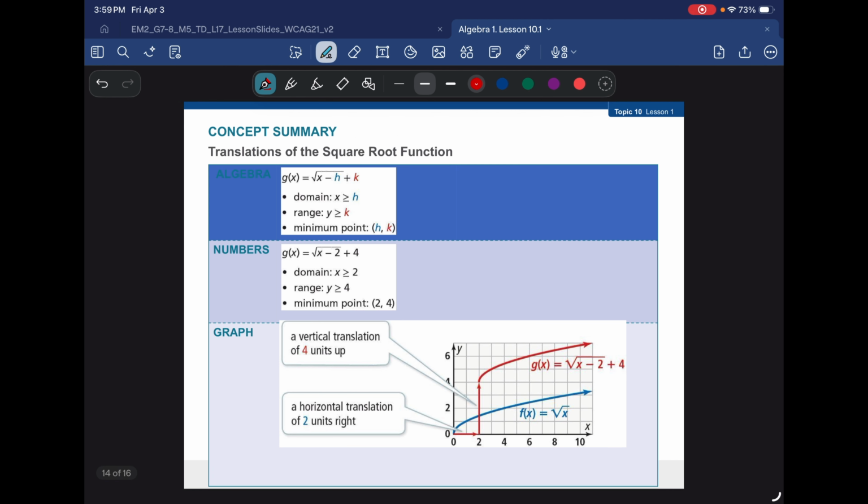So that brings us to the end of the lesson. Again, the translation rules are similar to all the other functions that we have done up to this point: horizontal translations, vertical translations. So that brings us to the concept summary. Square root functions follow the same translation rules that we have seen with other functions, whether that's translations horizontally or vertically, the rules will be the same. We just have to be aware of the change in either the domain or the range.